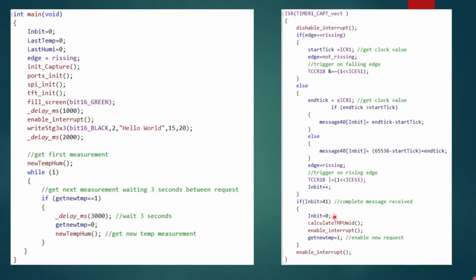So what I do in this case, I'm going to set the inhibit to 0 first. Then I'm going to go and calculate the temperature, humidity. And when I do that, like I showed you, the sync is calculated and also displayed. Then I'm going to enable the interrupt, and I'm going to get new TMP to once. So the request, we get a new request for data, and then enable the interrupts. So let's look at the output.